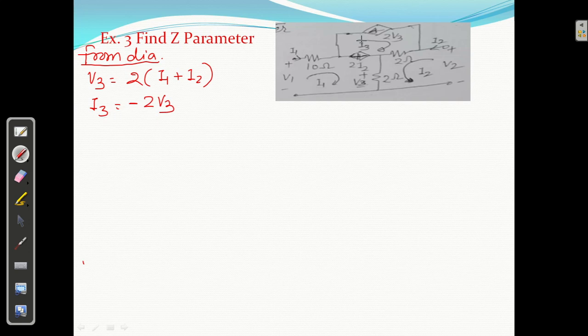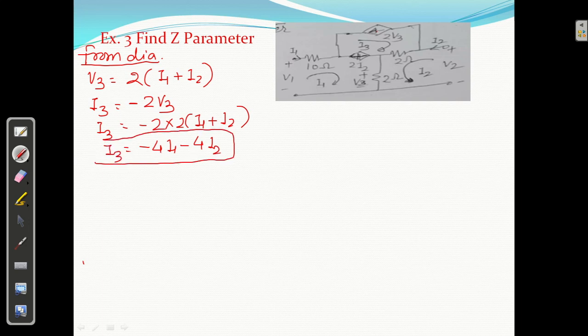I3 equal to what? This current and this current are opposite, so minus this current, how much? 2 V3 equal to what? Minus 2 V3 equal to this into 2 I1 plus I2. So I will get I3 equal to minus 4 I1 minus 4 I2. So I got I3, equal to minus 4 I1 minus 4 I2. Equation number 1.